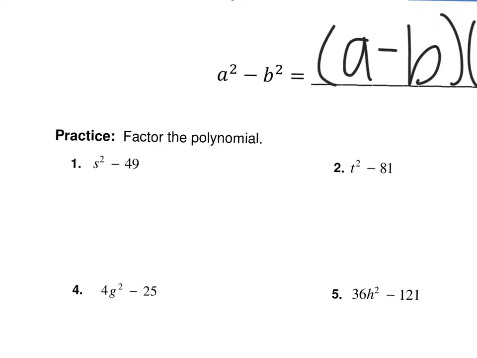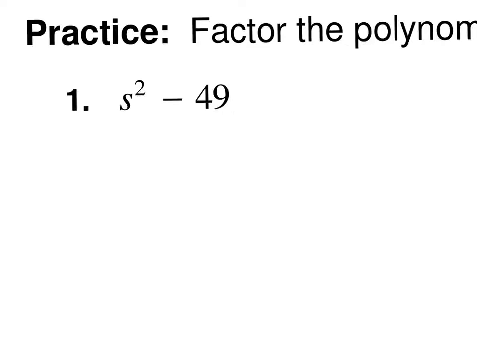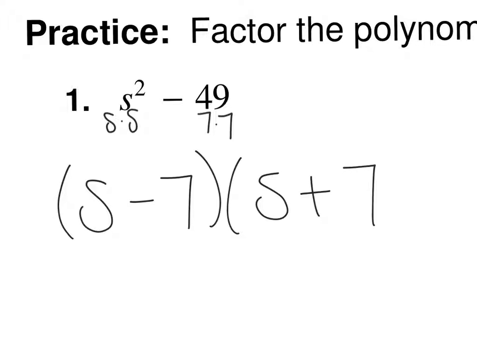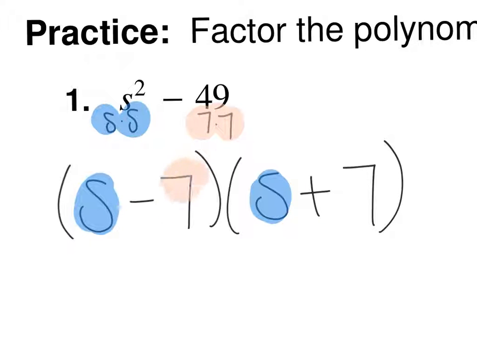So number 1 says s squared minus 49. Well, s squared is s times s. 49 is 7 times 7. So this is a difference, a subtraction, of two perfect squares, so s times s and 7 times 7. So this factors really nicely into s minus 7 and s plus 7. So notice my parentheses are identical. They both have s and 7. And those s's came from here. That's where the s's came from. And then my 7 came from these two numbers, my 7 times 7. So this factors really well into s minus 7 times s plus 7.